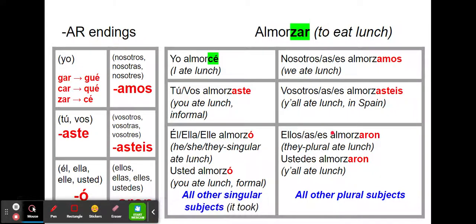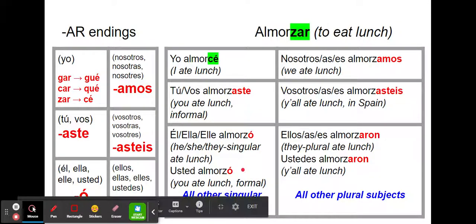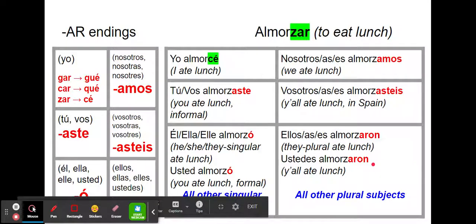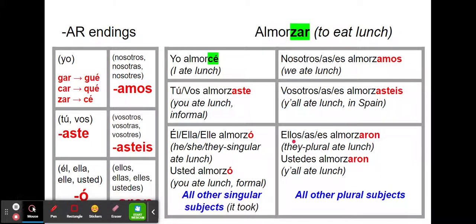So note how I pronounced all of them. I had a very soft Z sound. Almorzaste, almorzó, almorzó, almorzamos, almorzasteis, almorzaron, almorzaron. And remember that whenever I have ellos, ellas, elles, that's just showing that ellos means they, ellas also means they, and elles means they. And it just depends on gender. So ellos would indicate that it's all male or male and female. Ellas means all female. Elles could mean male and female, or it could mean non-binary.